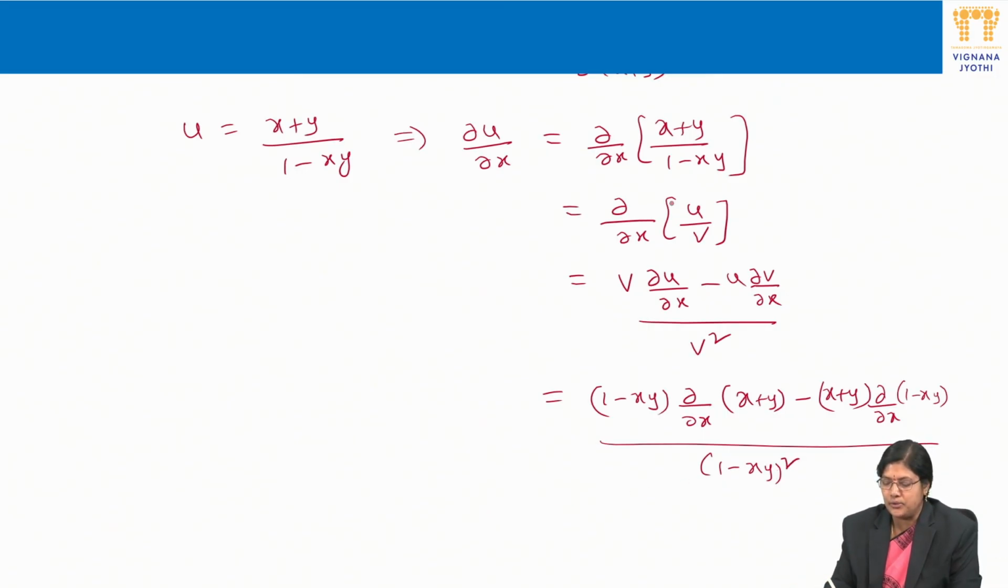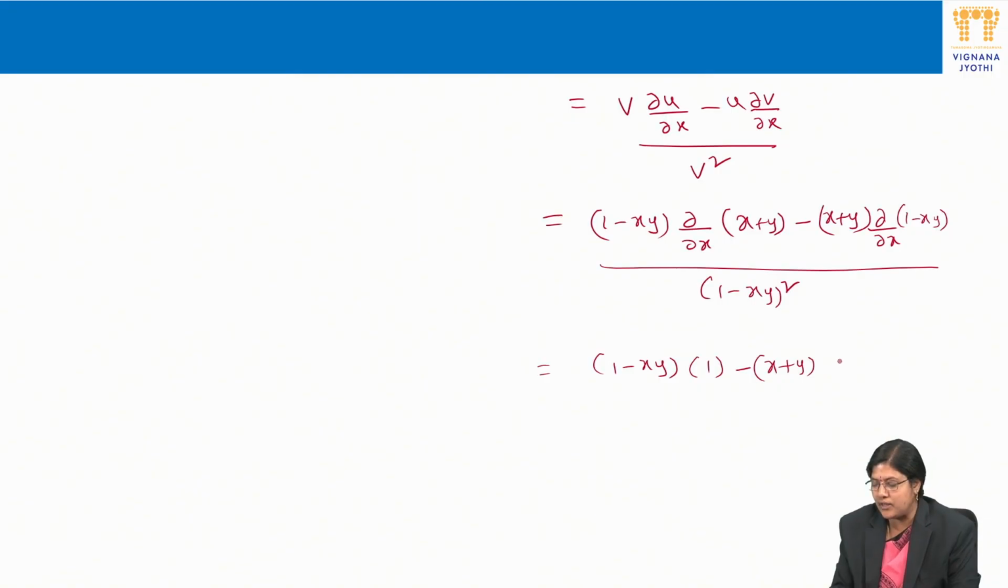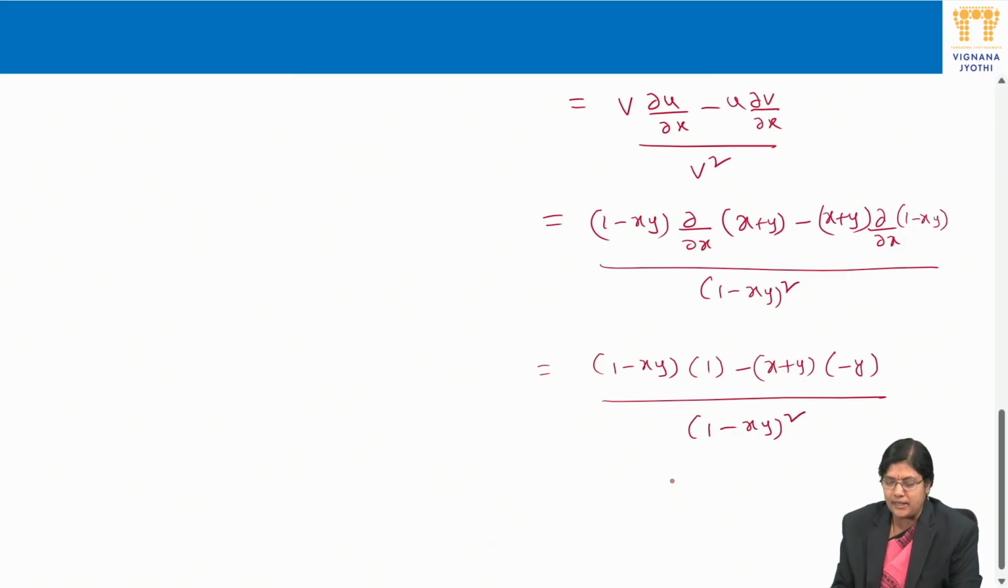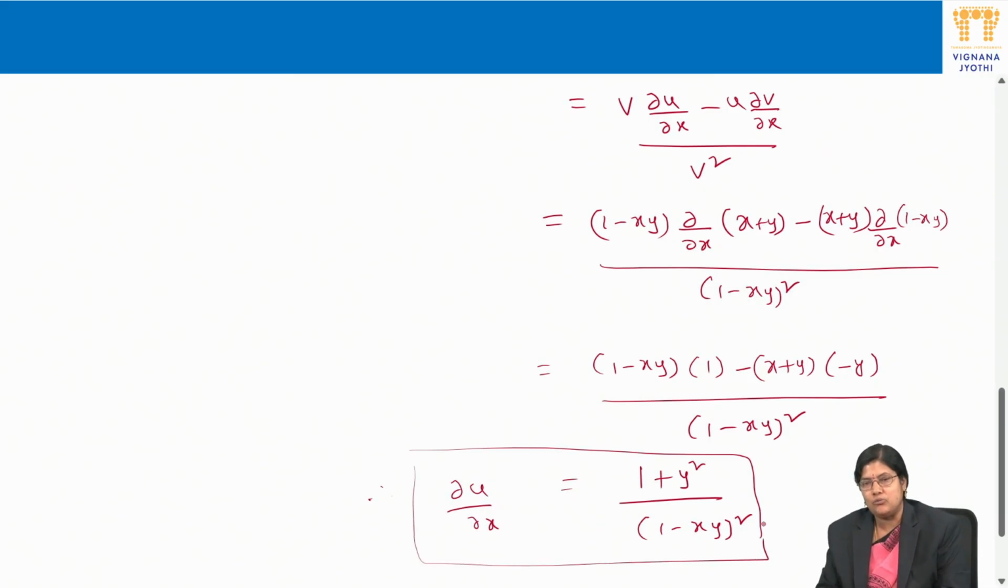Here this is of the form dou by dou x of u by v, where the numerator is u and the denominator is v. Substituting u and v in this formula, you will get this step. This value will be equal to 1 minus xy into dou by dou x of x plus y with respect to x, which is 1, minus x plus y into dou by dou x of 1 minus xy with respect to x, which is minus y, divided by 1 minus xy whole square. After simplifying, the numerator will be 1 plus y square. Therefore, finally dou u by dou x is 1 plus y square by 1 minus xy whole square.